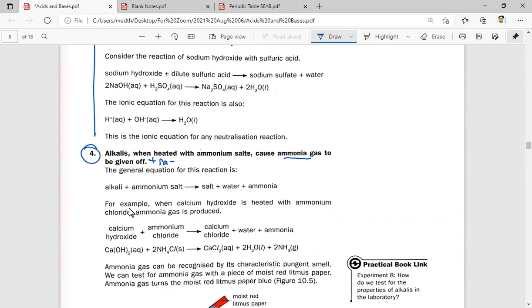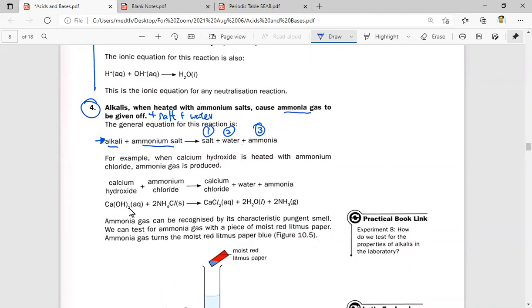Plus salt plus water. So the general equation is listed here. Alkali plus ammonium salt will give you three products: salt, water, plus ammonia gas. Right? So they got an example here. So calcium hydroxide, which is an alkali, when it reacts with ammonium chloride, this is an ammonium salt, it's going to give you a salt, so calcium chloride, water plus ammonia gas.